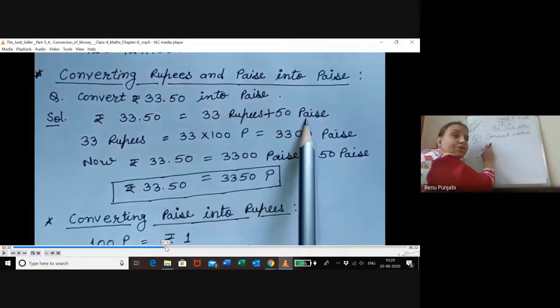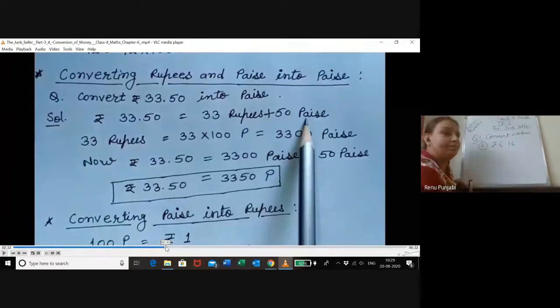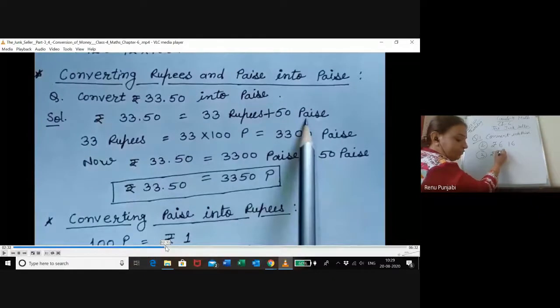So the same question: convert into paise. I am giving you more practice questions here. Please do it in your notebook right now. First you have already done. So put the second number, write the question: rupees 6.16 paise. Convert it into paise. Third is rupees 40.40 paise. Convert it into paise.